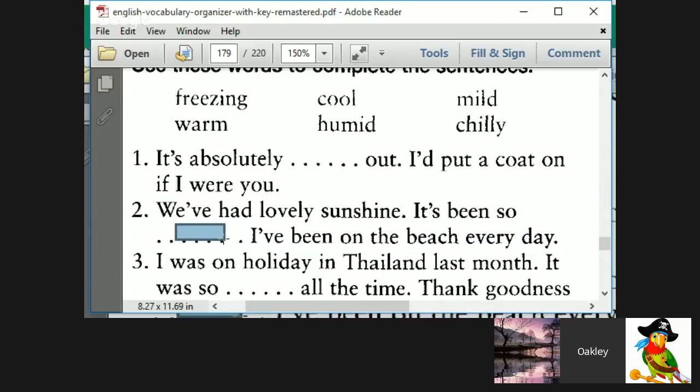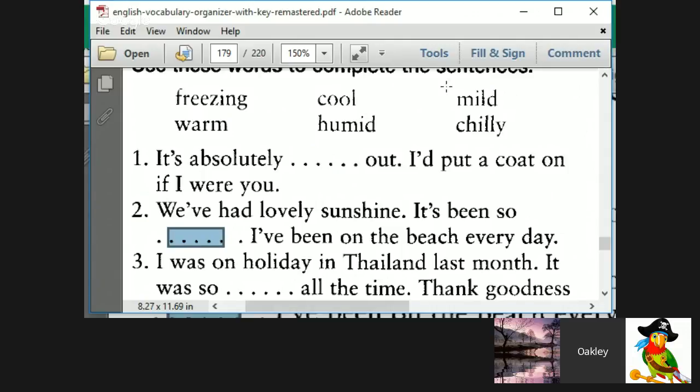It's mid, mild? Mild. Yeah, it could be. Now, I don't know. Could be warm or it could be mild. Warm is better. Probably it's better.